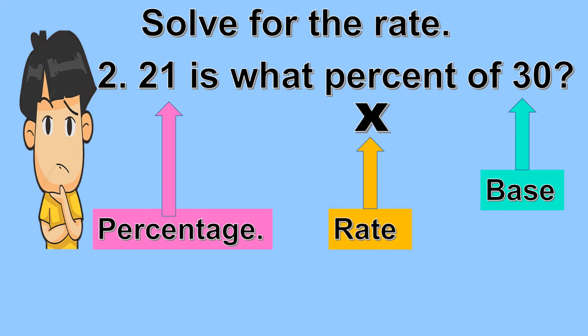Number 2 example. Instruction. Solve for the rate. Question. 21 is what percent of 30? First, let us identify the percentage, rate, and the base. Who can tell me what is the percentage? Very good. 21. How about the base? Correct. 30. Therefore, the unknown is rate.